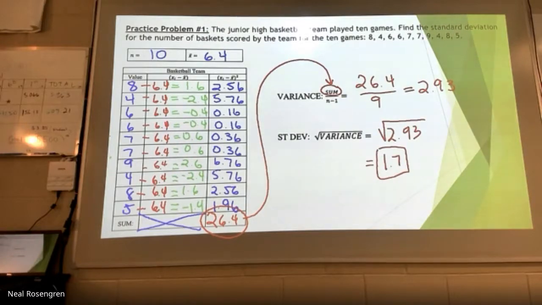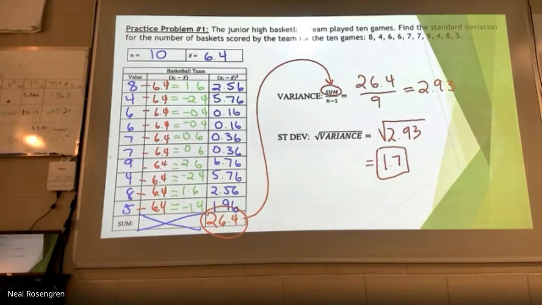Now, imagine these were the 10 numbers: 7, 7, 7, 7, 7, 7, 7, 7, 7, 7. Is there any difference between any of those numbers? Standard deviation is 0. Literally no difference in the numbers. They're all the same.